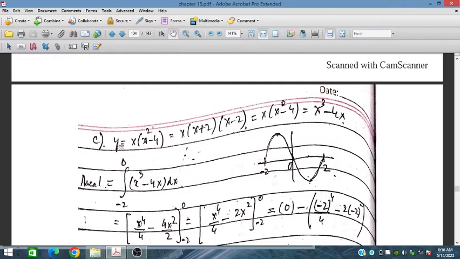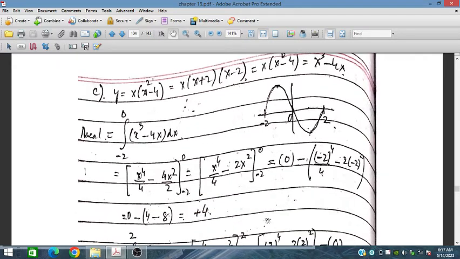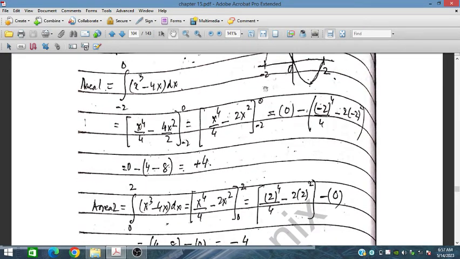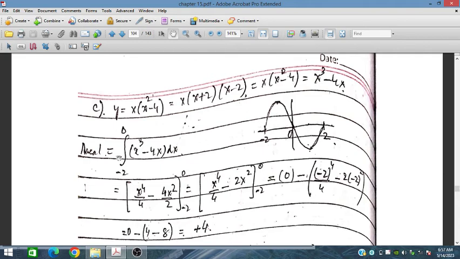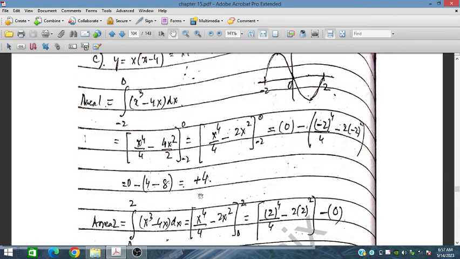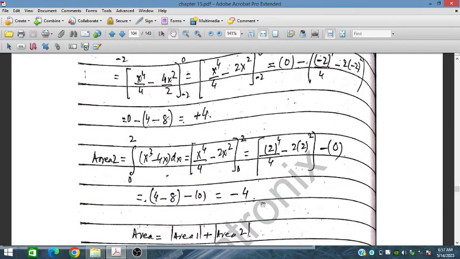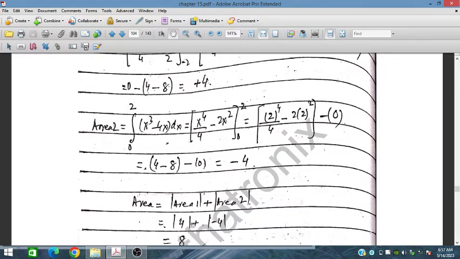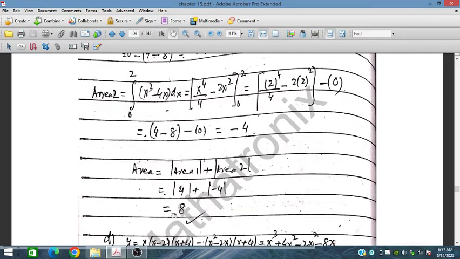Now we have this function y is equal to x square minus 4, and we have to find the area. Here we have two regions, one from -2 to 0, and then 0 to 2. So this is area 1, this is area 2. We take this, and this is +4, and for area 2 from 0 to 2 we have obtained -4, which is +4, because area is always taken as a mod value. So 4 plus 4 is 8. So this is the answer.